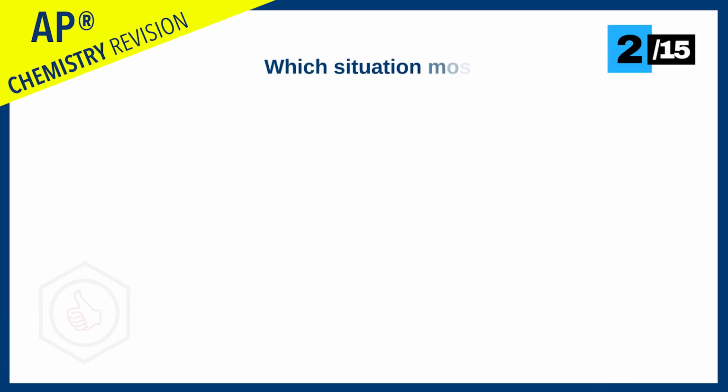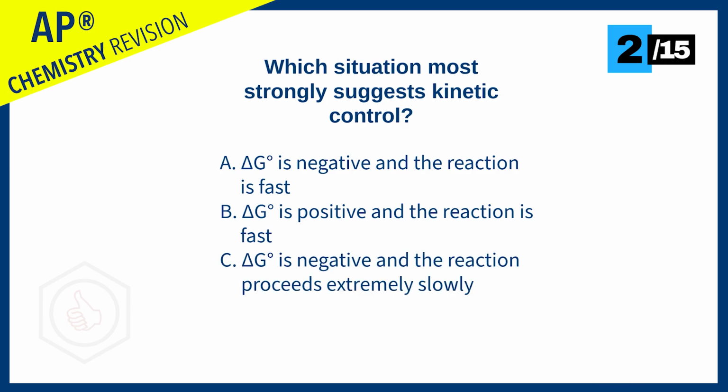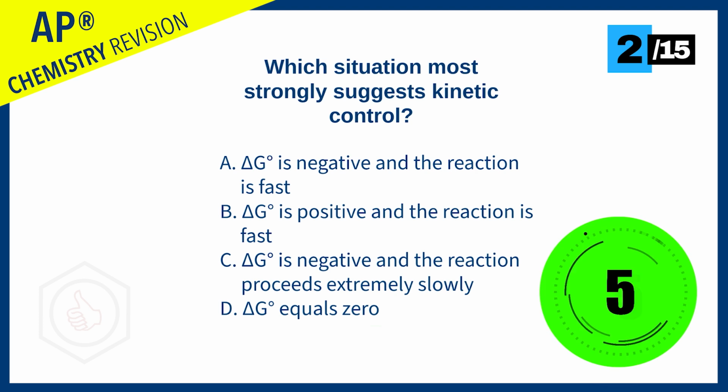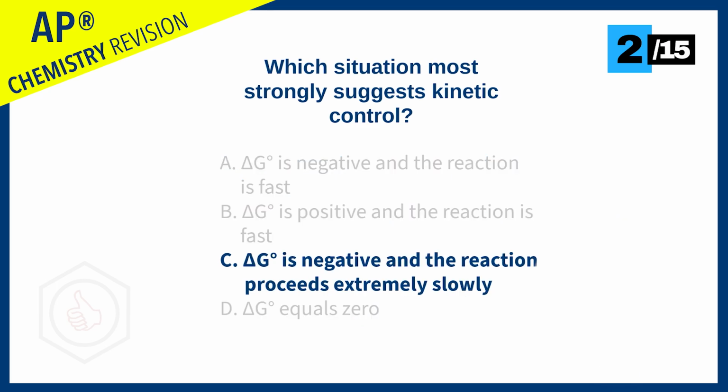Which situation most strongly suggests kinetic control? Delta G is negative and the reaction is fast. Delta G is positive and the reaction is fast. Delta G is negative and the reaction proceeds extremely slowly, or delta G equals 0. The answer is delta G is negative and the reaction proceeds extremely slowly.